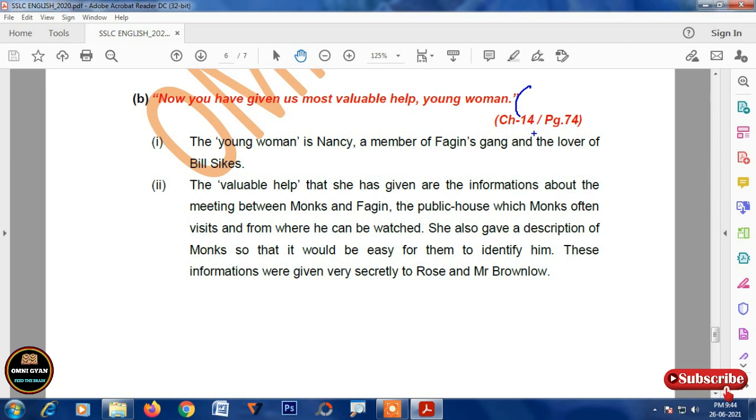Okay, and Nancy actually gives a lot of secret information about Monks to Mr. Brownlow and Rose, because Oliver Twist's life was in danger according to Nancy. So before she came to Rose, and then when Rose asked where I can meet you, Nancy said that on Sundays I will be available on the London Bridge, or at the London Bridge.